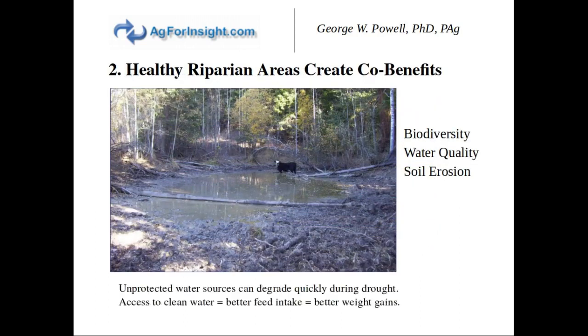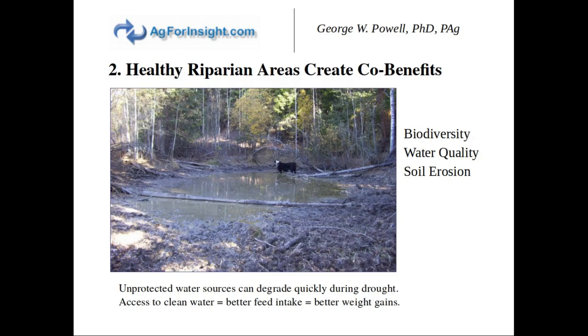And as previously mentioned, there are many co-benefits from riparian areas in addition to conserving water, and these come in the form of biodiversity, reducing the potential for soil erosion, and improving water quality. So again, here's a regional example.